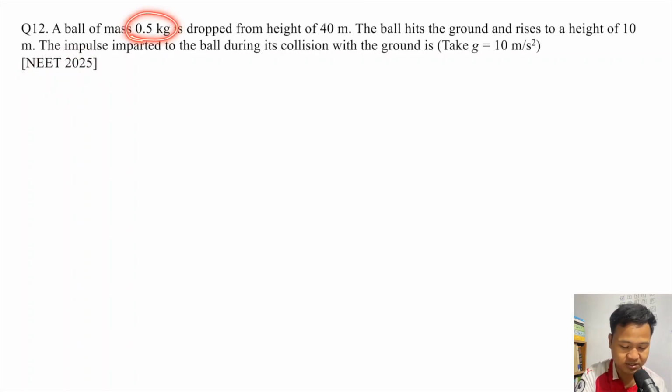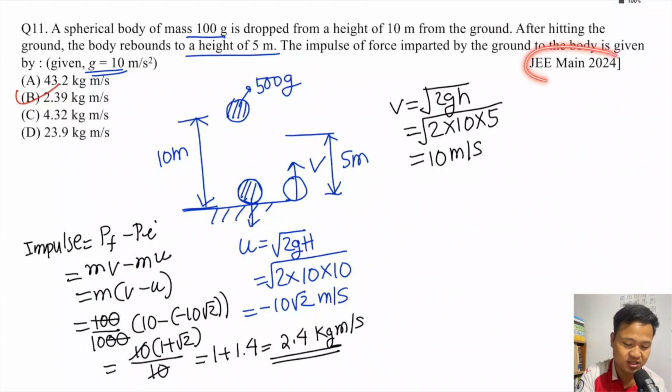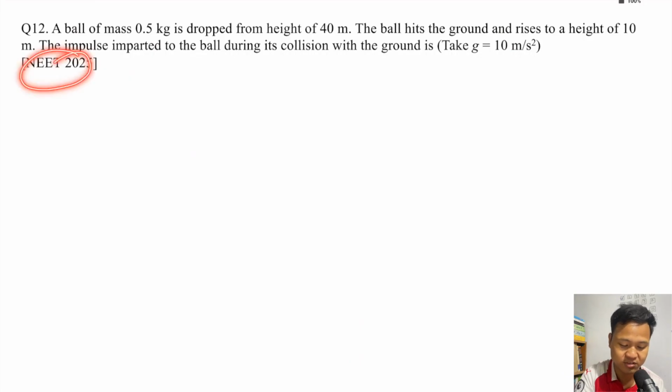So 0.5 kg is dropped from a height of 40. The height values are different, but the question is exactly the same thing. Okay, so it rises again till a height of 10 meter. So what is the impulse? So this is the reason. Okay, if you are preparing for the medical exam, you have to solve the previous 2-3 years of JEE Mains questions. Okay, compulsory. You can answer this in 30 seconds.